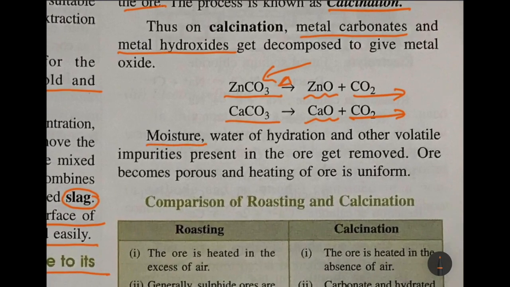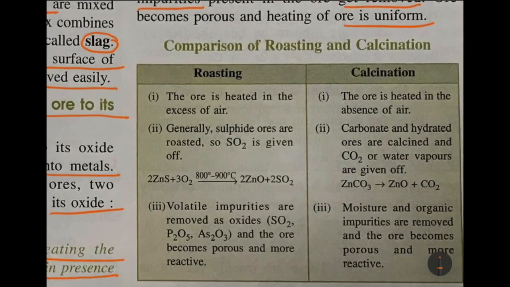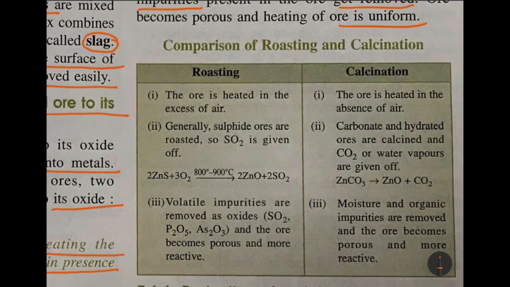So moisture, water of hydration, and other volatile impurities, volatile meaning which can evaporate easily, present in the ore get removed. So the ore becomes porous, and again heating of the ore is uniform. So here you have a table comparison of roasting and calcination. This is the first assignment for today, which you will submit day after tomorrow. Please write down the difference between roasting and calcination. That is your first assignment for today.